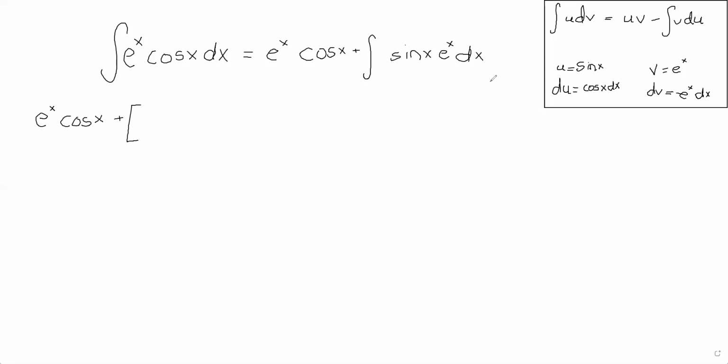And then after that, we're going to plug things in. We're going to have u times v. That's going to be e to the x times sine of x, minus the integral of v times du. So du is cosine of x, and v is e to the x.